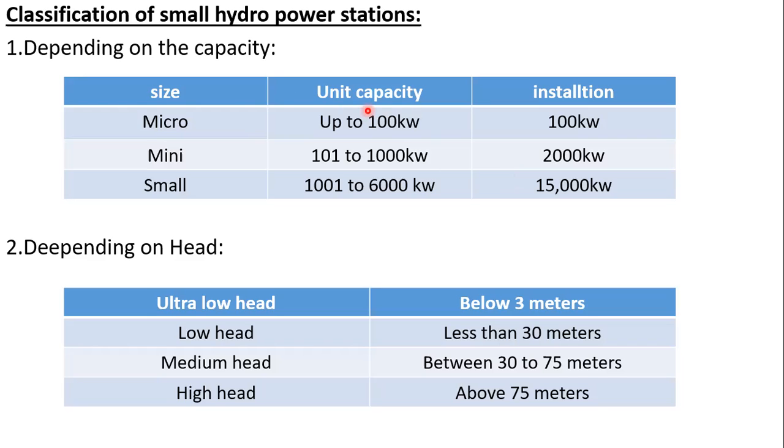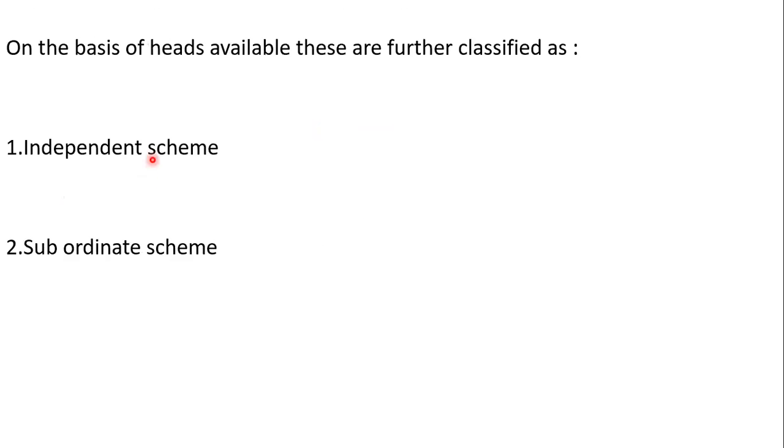Okay, and the above mentioned will vary from country to country on the basis of the heads available. Small hydel schemes, that is mini, micro and small, may be further categorized. On the basis of the heads available, these small hydel schemes are classified into two types. First one is the independent scheme and second one is the subordinate scheme.